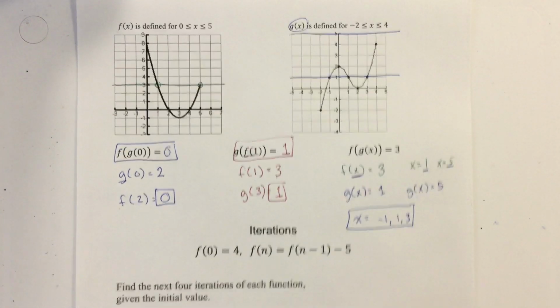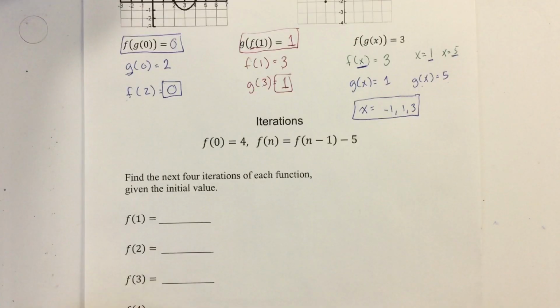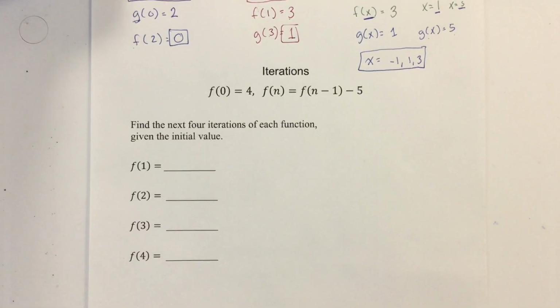All right, last problem for the notes. Then I'll talk to you about the homework. Okay, iterations. So let's talk about iterations. It says find the next 4 iterations of each function given the initial value. So these are actually pretty cool to do. They're easy. If you catch the pattern, you can do it in 2 seconds. If you don't catch the pattern, it'll take you about 2 minutes. But let's see if y'all can catch it.